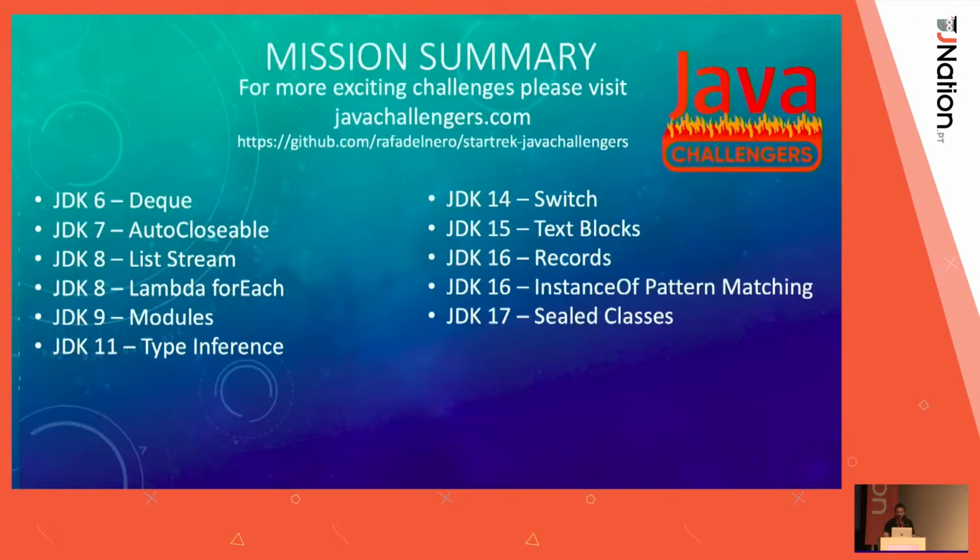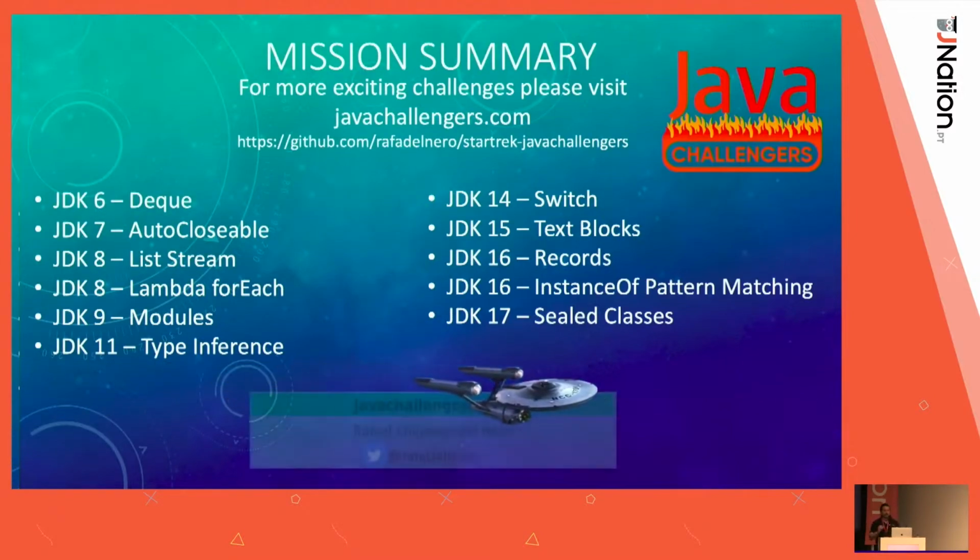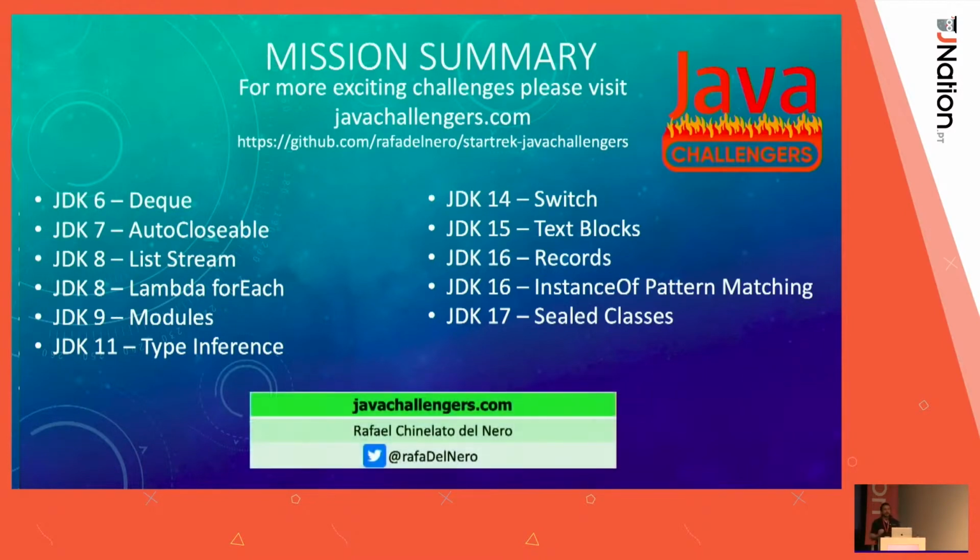Okay, so let's go. I'm going to give you the summary of the Java code challenges. We're going to go from JDK 6 to JDK 17. As you can see, there are a couple of key features like Deque, AutoCloseable, List, String, lambdas, modules, type inference, which is the var, and then the switch statement, text blocks, records, instanceof pattern matching, and then sealed classes.